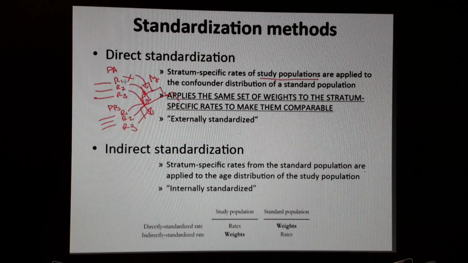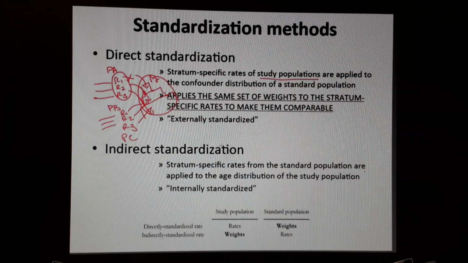So now what you have is your rates from your study population and your weights from your standard population. And because all of these populations that you're looking at, your study populations, have now been weighted using the same distribution in your standard, they are now comparable. It's called externally standardized because you're using an external population structure in your standard population to actually standardize your rates.